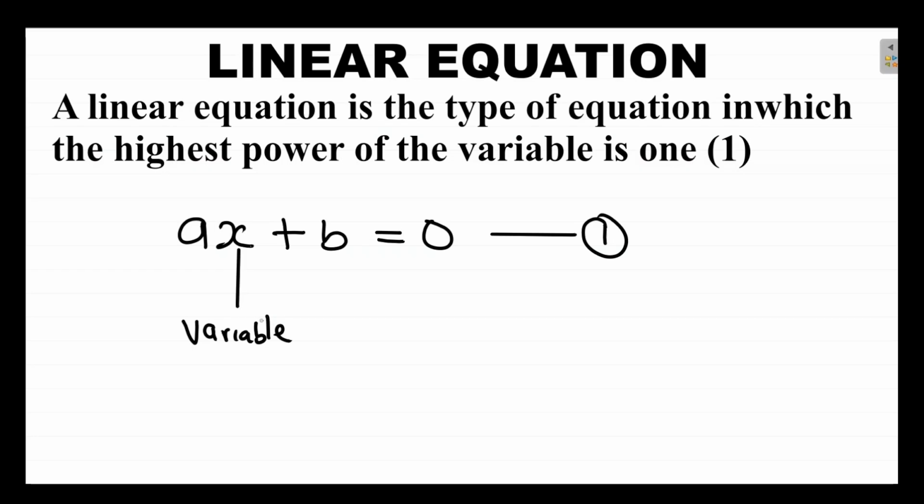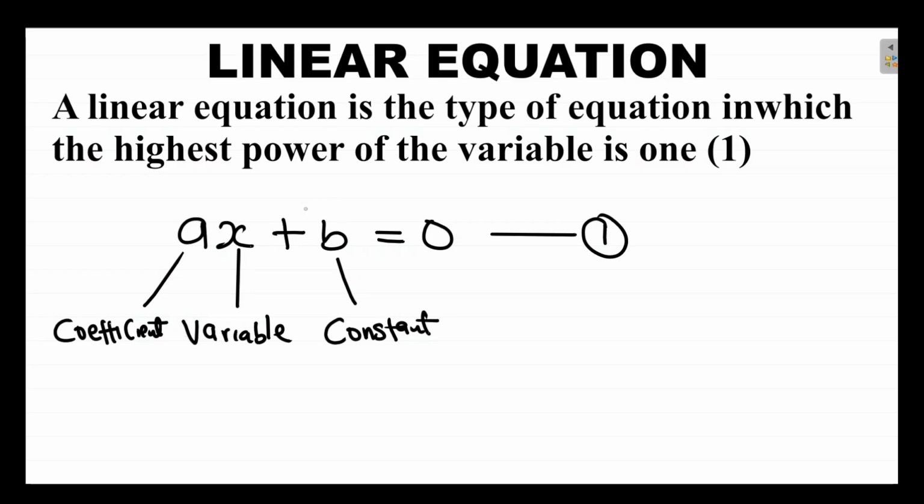A variable is the unknown value that is represented by a letter. Now we also have a and b, and a and b are constants, so b here is a constant. A constant is a fixed number that can either be 1, 2, 3, and so on. Also, a is a constant, but a is known as the coefficient of the variable x.